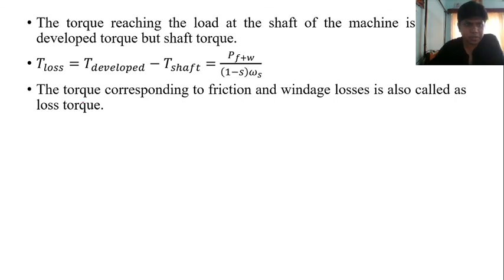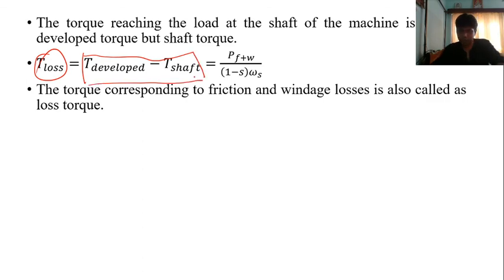And this is the expression of the loss torque. And what is called loss torque? The torque corresponding to friction and windage losses is also called loss torque. Okay, T developed minus T shaft.